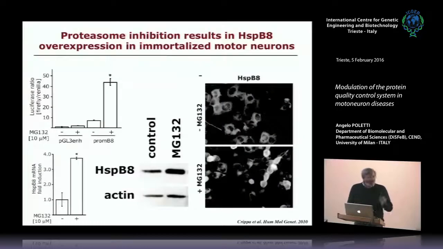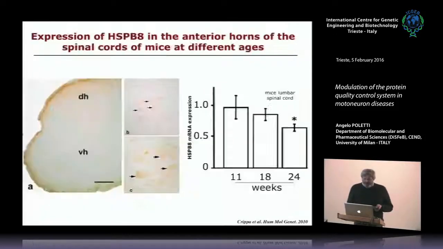Third, if we block the proteasome, a condition that I showed you before, which may cause damage in the cells, we have a huge upregulation of HSPB8. This is the promoter activation of HSPB8, this is endogenous RNA, and this is the protein. So if you block the proteasome with inhibitors, you have a huge induction of HSPB8.